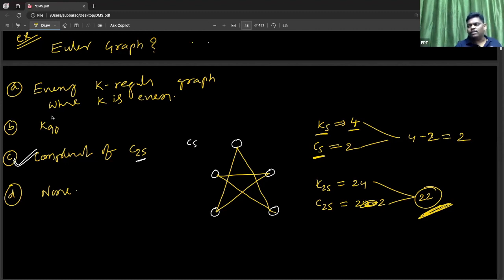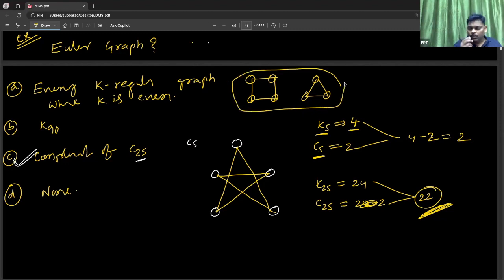Everyone thinks that every person's degree is even. But one line is missing. The connected keyword is missing. I gave an example yesterday also. So this may be the answer for this. Everyone's degree is even, right? But unfortunately, there is no path which will cover all the vertices exactly once, with the starting vertex equal to the ending vertex. No path like that.